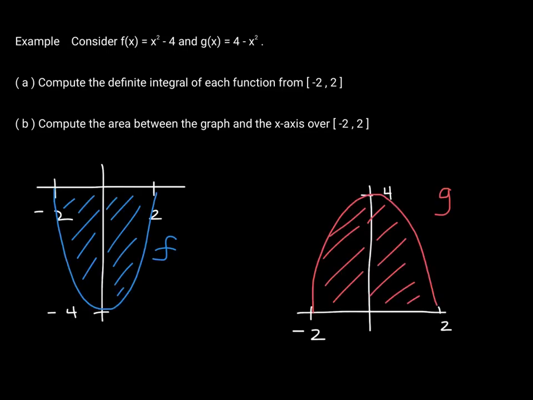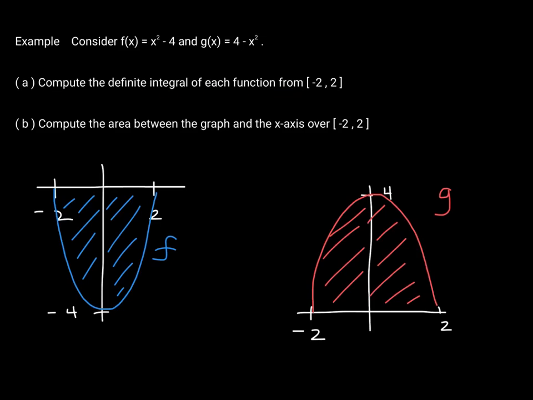So here's the graph of f. It's this parabolic curve here, and we're asked to evaluate or compute the definite integral of this function from -2 to 2. So all of this region. And then also over here for g. All right, so let's do that now. So let's answer part A together.